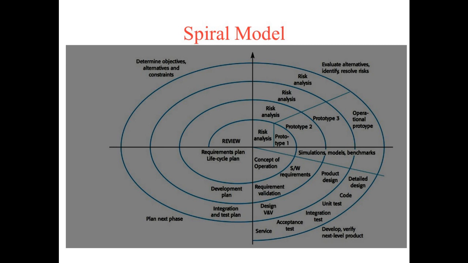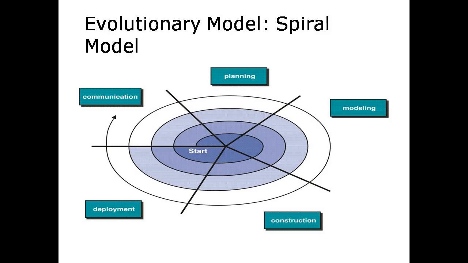Then the construction phase happens. The coding activity and testing activity are performed during this phase. And then deployment, that is the delivery and feedback mechanism, is taken as the last stage in this spiral model with each iteration. In the 1980s, Boehm introduced this process model known as the spiral model.